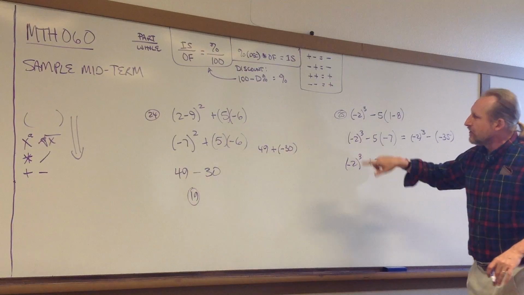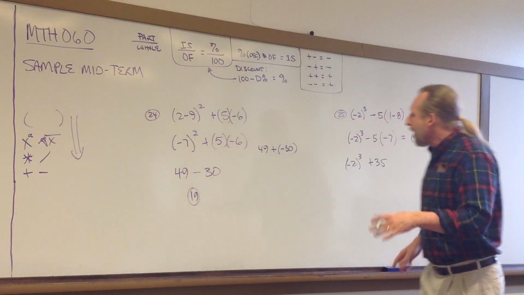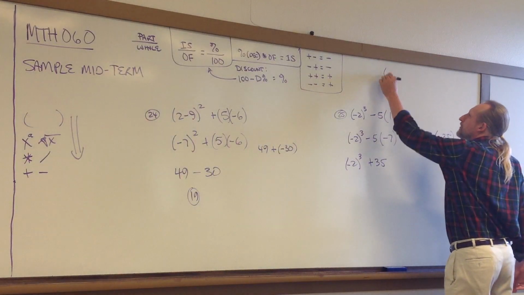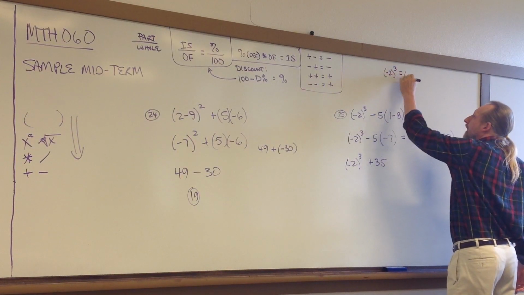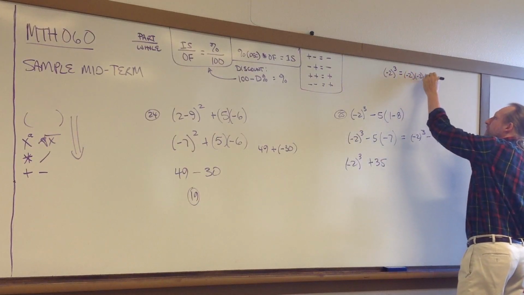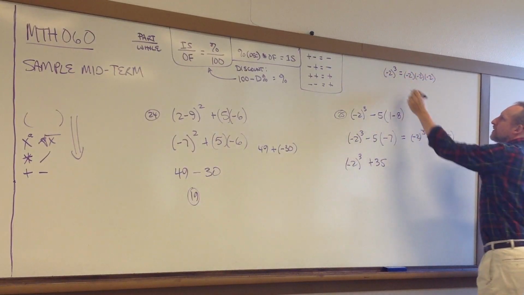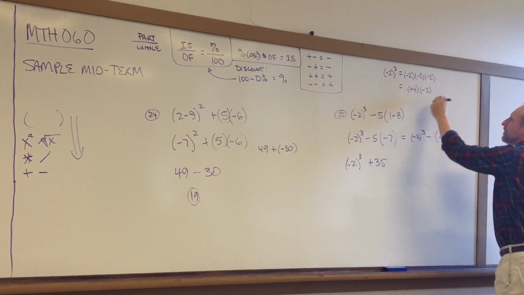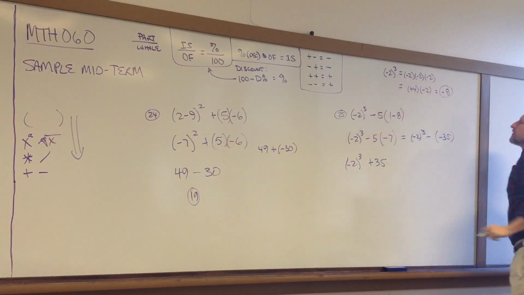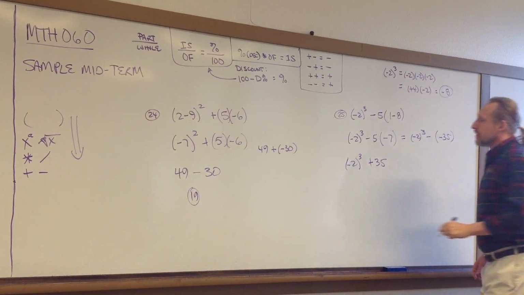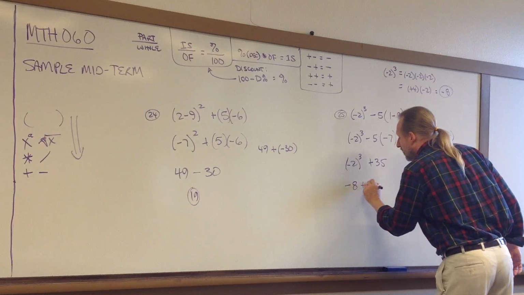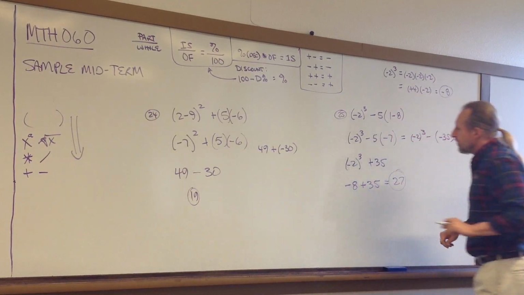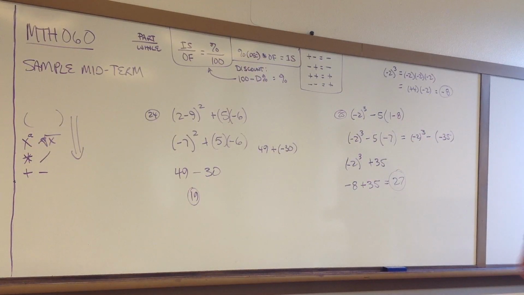Now, this is similar to what we were talking about over here, but see, this exponent is to the third. So when you do negative 2 to the third power, that means you want to take negative 2 times itself 3 times. Negative 2 times negative 2 is positive 4. But then when you multiply it by negative 2 again, your answer is going to be negative. Okay? And so this will be negative 8 plus 35. And so that looks like it should be 27.